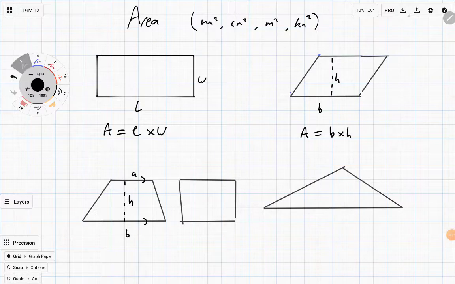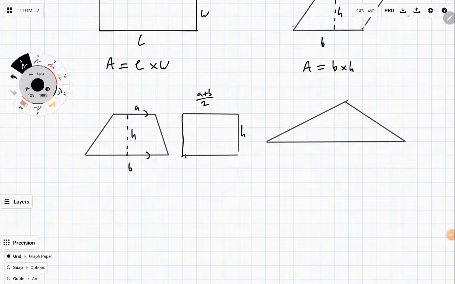Now, the width is obviously just going to be h, the height. But the question is, what is the length going to be? What is in between a and b? Well, let's just average it. a plus b divided by 2. Alrighty, there we go. That's our answer. So, the area of a trapezium is a plus b divided by 2 times h. Sometimes you'll see it rewritten as half a plus b h. It's exactly the same formula, it's just been rewritten.